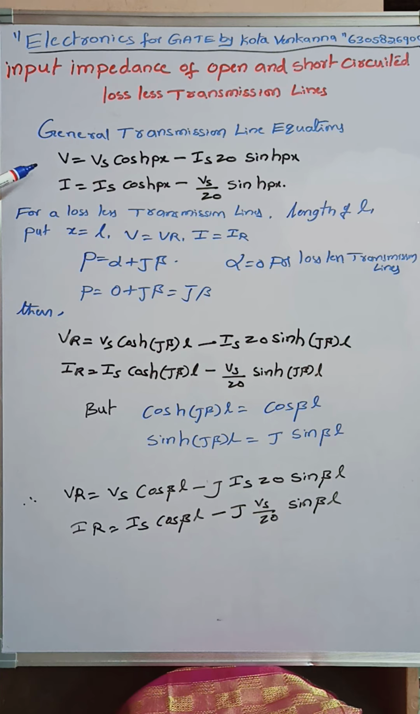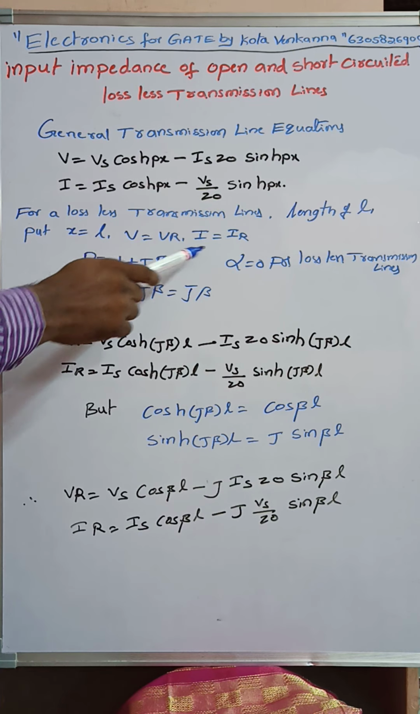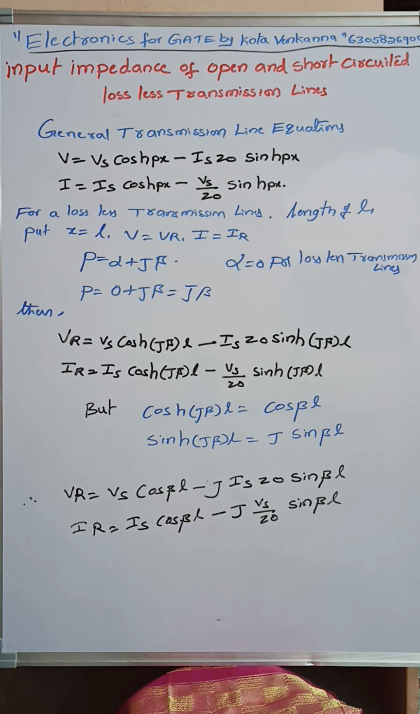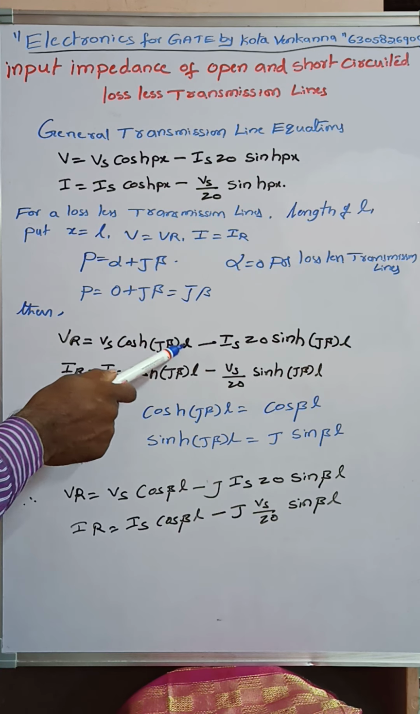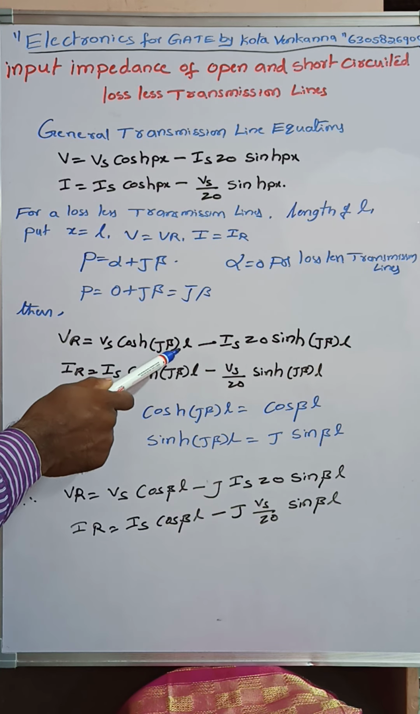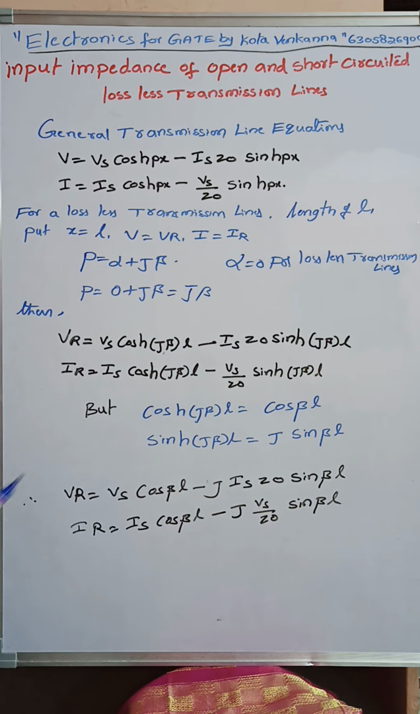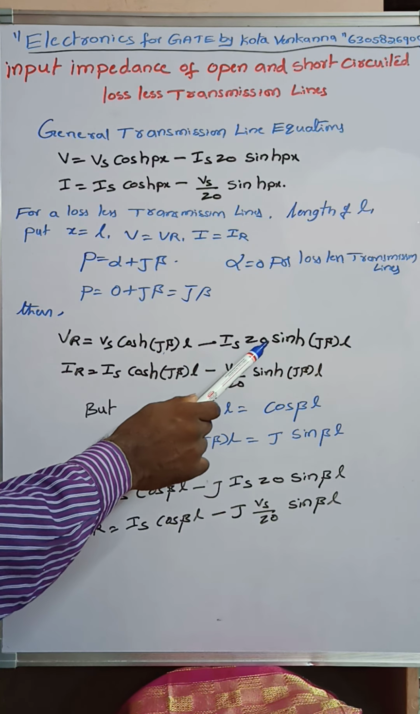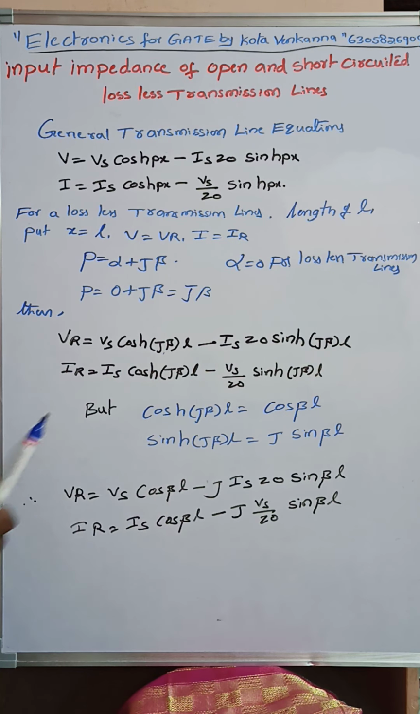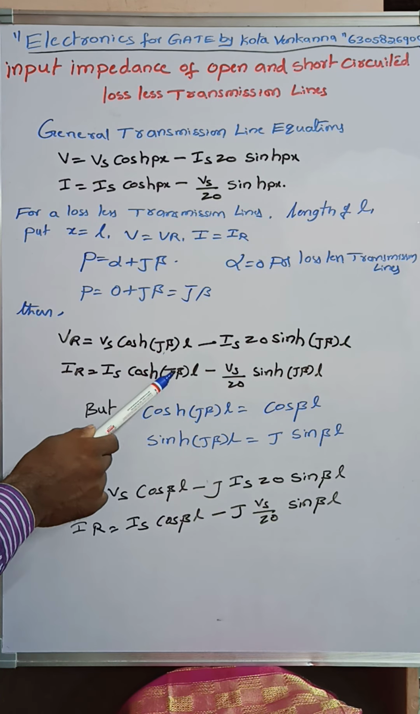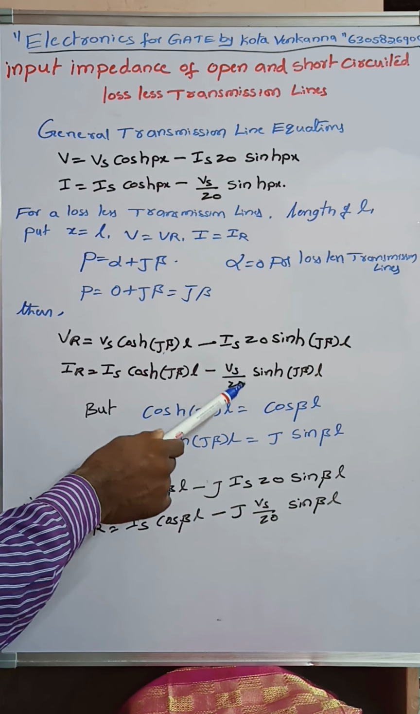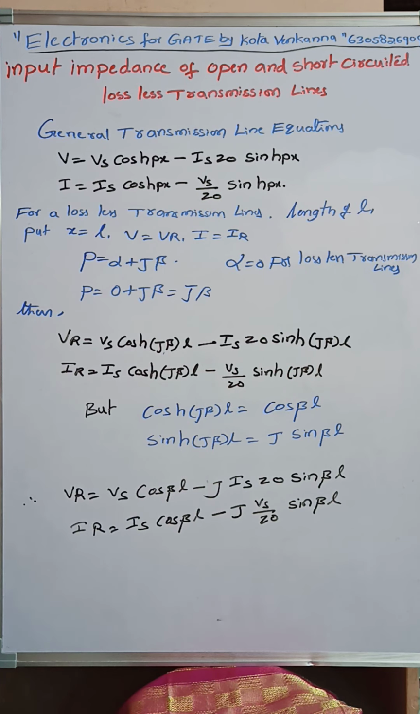So in the above equations, x is equal to L, V is equal to VR, I is equal to IR, and γ is equal to j beta. Substituting, the equations become VR is equal to Vs cosh(j beta L) minus Is Z0 sinh(j beta L), and IR is equal to Is cosh(j beta L) minus Vs by Z0 sinh(j beta L).